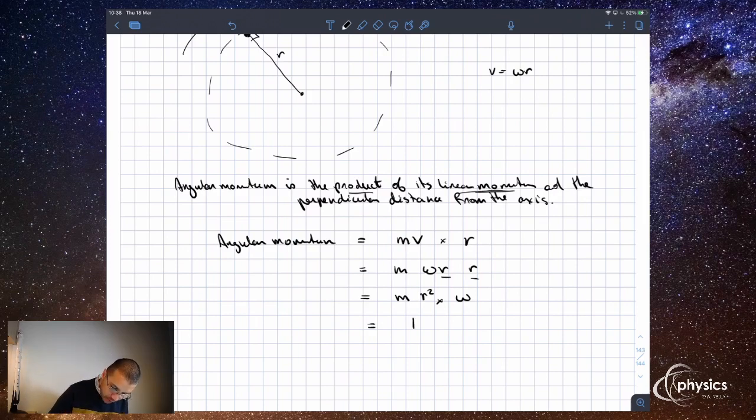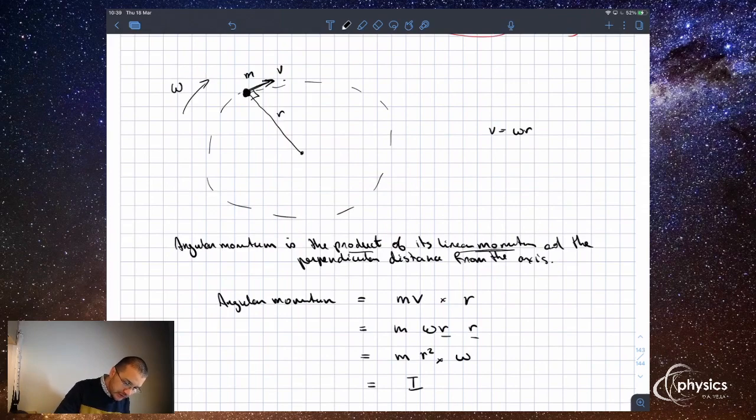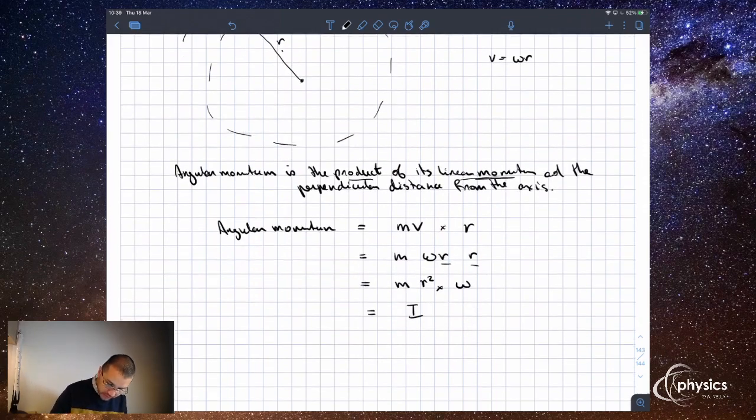Mr squared huwa il-moment of inertia. Tiftakruh? Mr squared huwa l-moment of inertia ta' din il-particle. Meta jkollok particle waħda, il-moment of inertia nagħmluh il-mass times the radius squared. So that is the moment of inertia times omega.